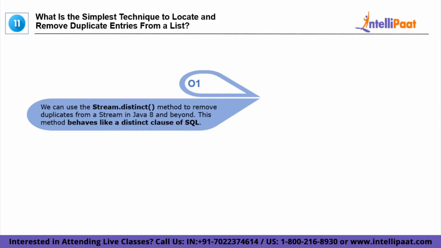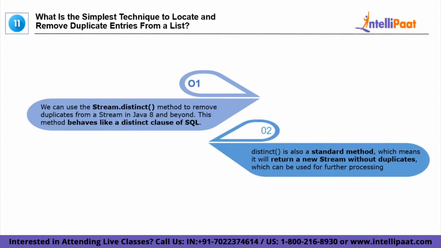The distinct is also an intermediate method, which means it will return a new stream without duplicates, which can be used for further processing. Like other methods of the stream class, I mean map, flatMap, or filter, distinct is also lazy and it will not remove duplicate elements until you call a terminal method on the stream like collect or forEach. Now let's visit the code editor and understand how you can remove duplicates from a list with the help of a Java 8 program.